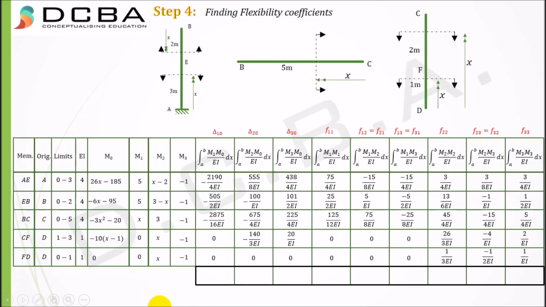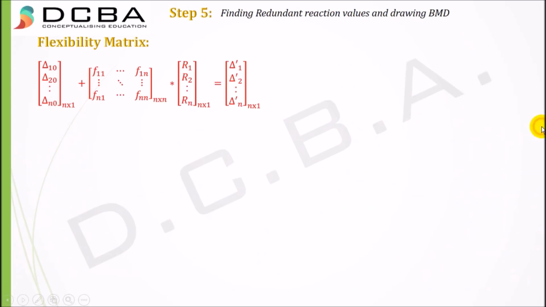Finally you get delta 10, delta 20 and all these values by summing them up. Summing it up, I get minus 979.687 by EI, minus 246.042 by EI, plus 236.25 by EI, 125 by 3 EI, 12.5 upon EI, minus 9.375 by EI, 139.6 by EI, minus 8.875 upon EI, and 5.5 by EI. So these are the values you need to put in the flexibility matrix equation.